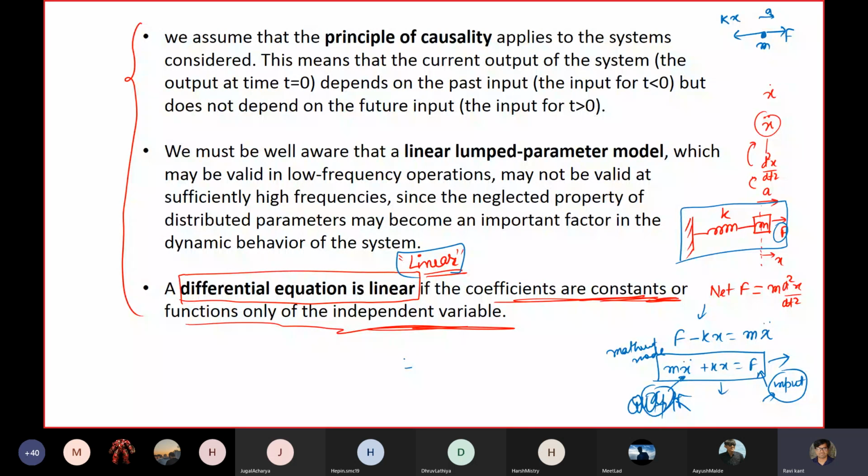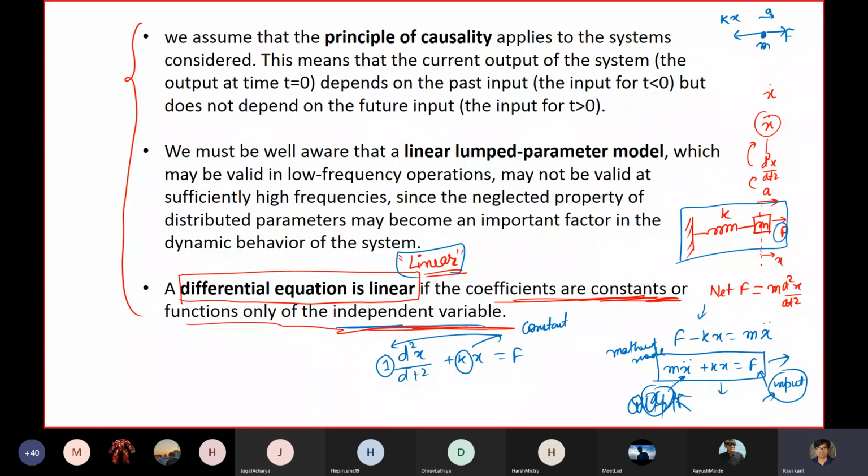The reason being, if you write it as a differential equation, d2x by dt square plus k times x is equal to f, you can see all the coefficients here, 1, are either constant, or this is also constant, or it's a function only of the independent variable. So what is the independent variable? The dependent variable here is x. Can somebody tell me what is the independent variable and what is the dependent variable? Any of you?